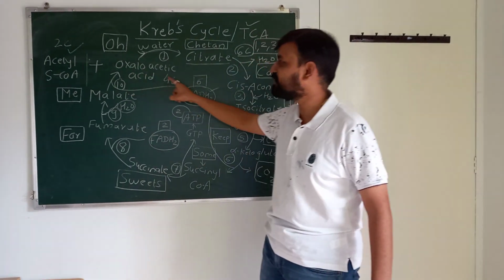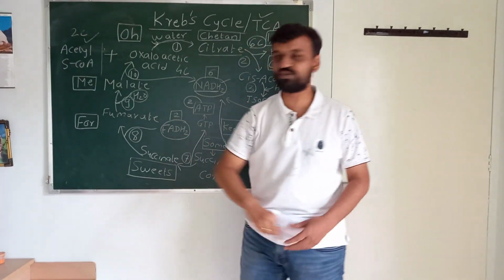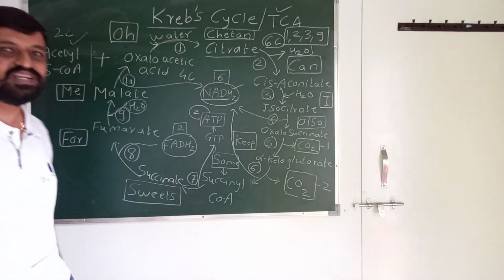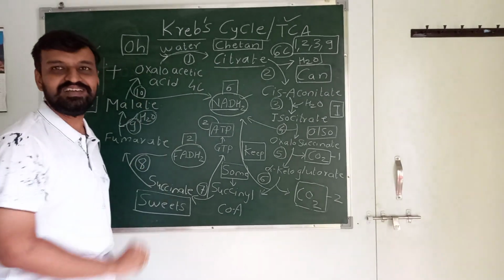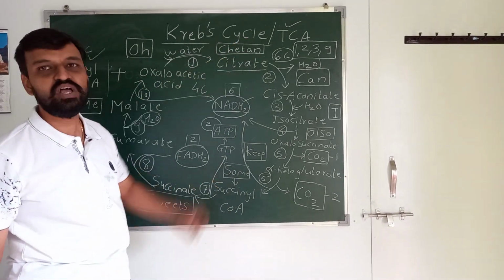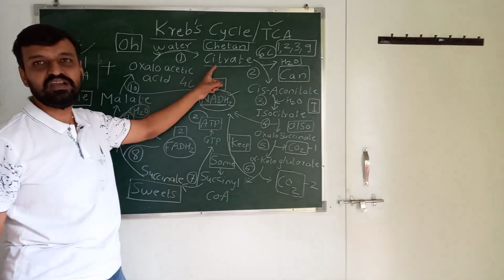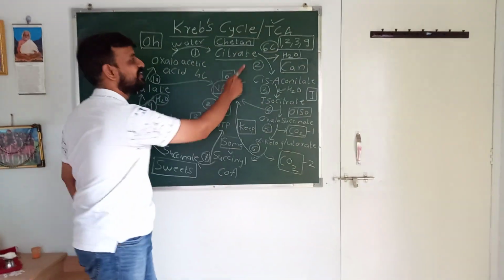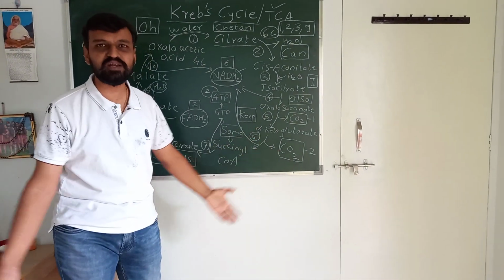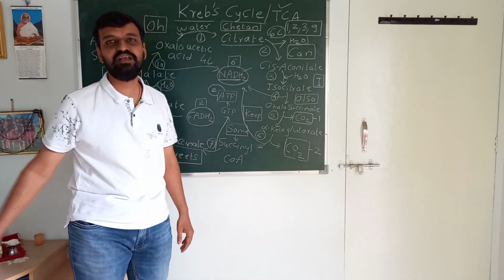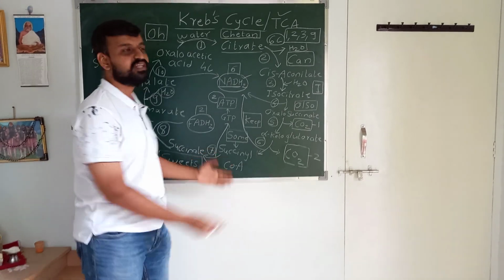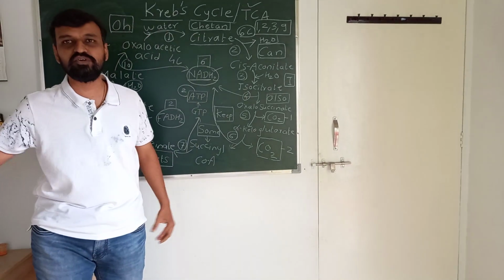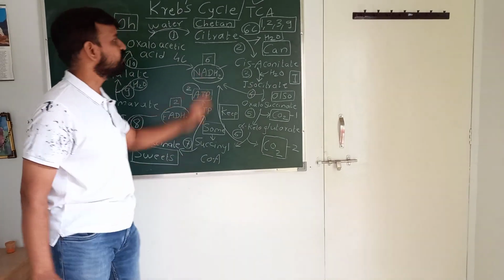So, oxaloacetic acid first reacts with this acetyl-CoA and it gives the first stable product. Yes guys, it is known as citric acid, and hence the cycle is known as the citrate cycle or citric acid cycle. So what is the first stable product of the Krebs cycle? Citric acid. What is the number of carbon atoms in it? 6 carbon. So guys, I am sure you are getting the thing very clearly. Citric acid is the first stable product of the Krebs cycle. I hope you are getting me.